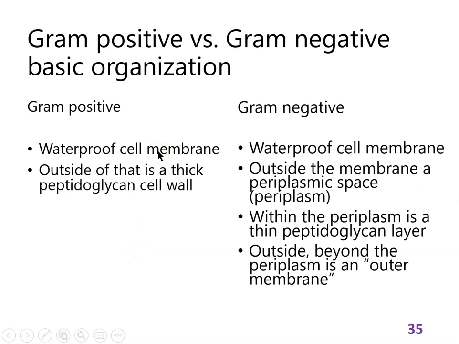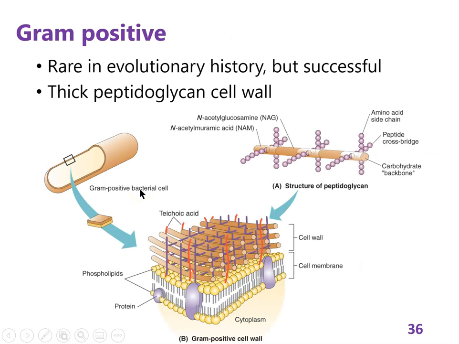We can compare gram-positive to gram-negative cells, and we're going to see they do have a different structure. What they have in common is the waterproof cell membrane. But if you look outside that, what you see is different. Just outside a gram-positive cell membrane, you see a thick peptidoglycan cell wall. And that's what's in this slide.